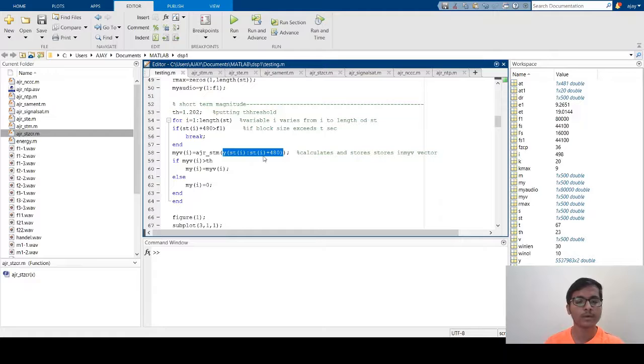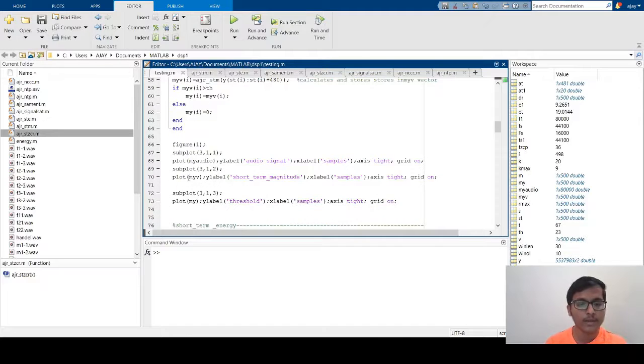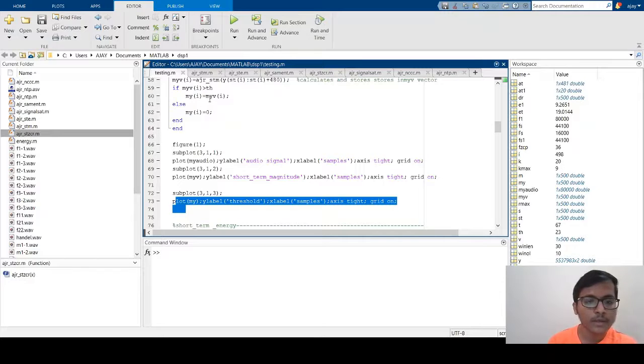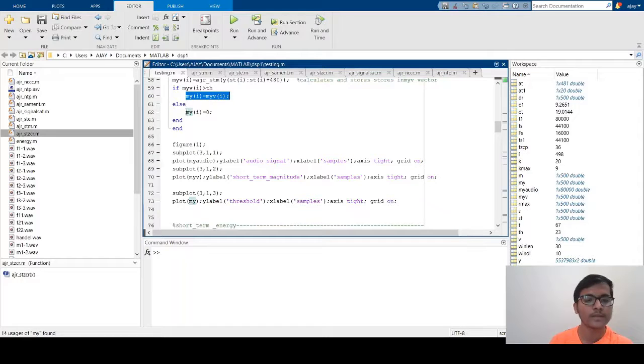So STM of one block of samples gives us the total amount of energy in this. In this vector, energy will be saved. So in a similar way, for each I equal to 1, 2, 3 up to the length of the ST, we are storing in this MVI. So we are taking the same MVI in the short term and plotting MVY. Here this is the plot of the threshold, that is MVY: if MVI is greater than threshold, we will be taking the same value. Else, we will be taking it as 0 by making it threshold.